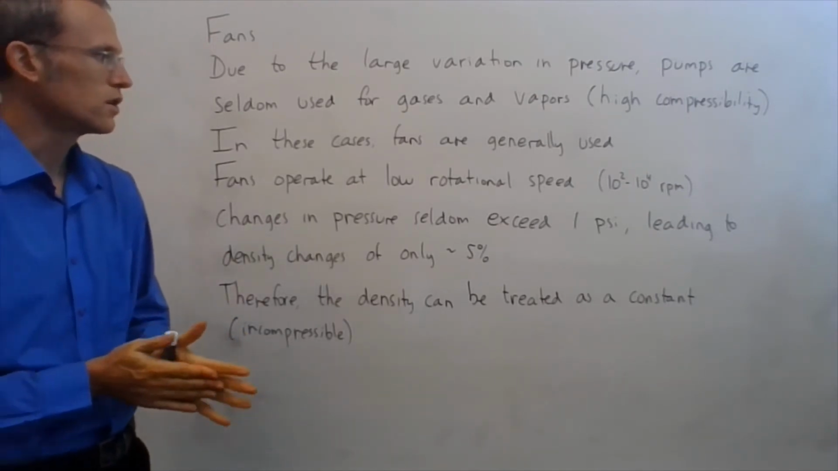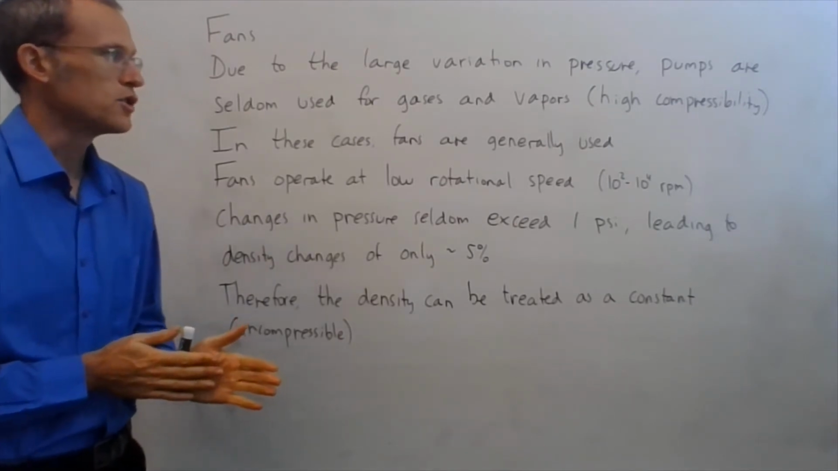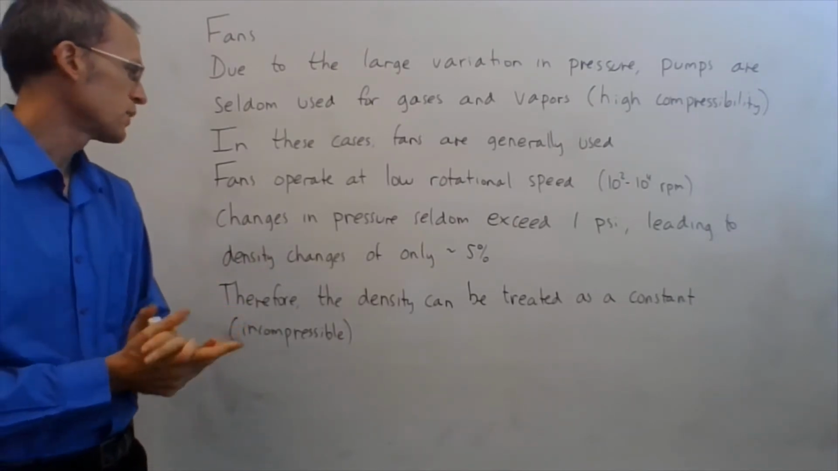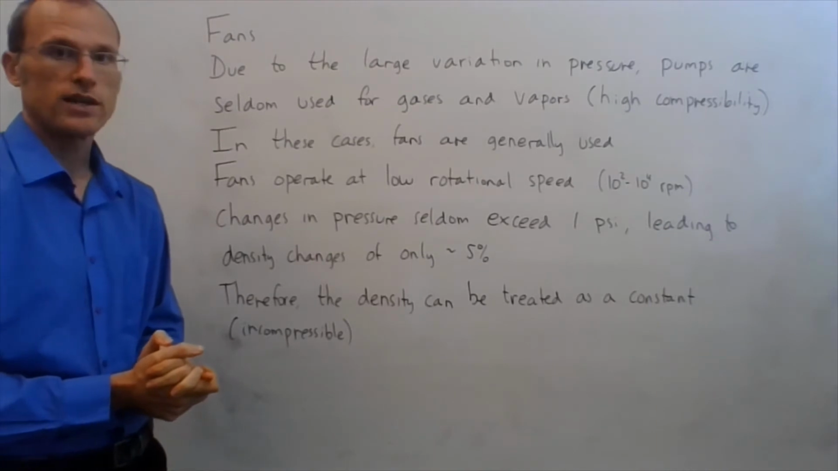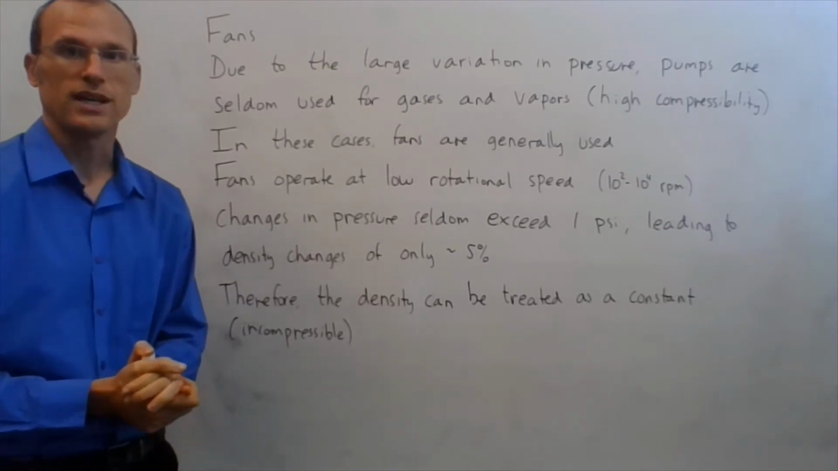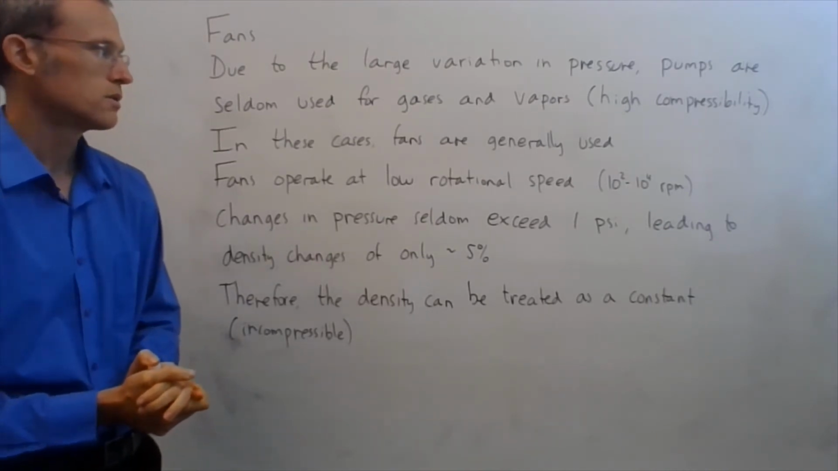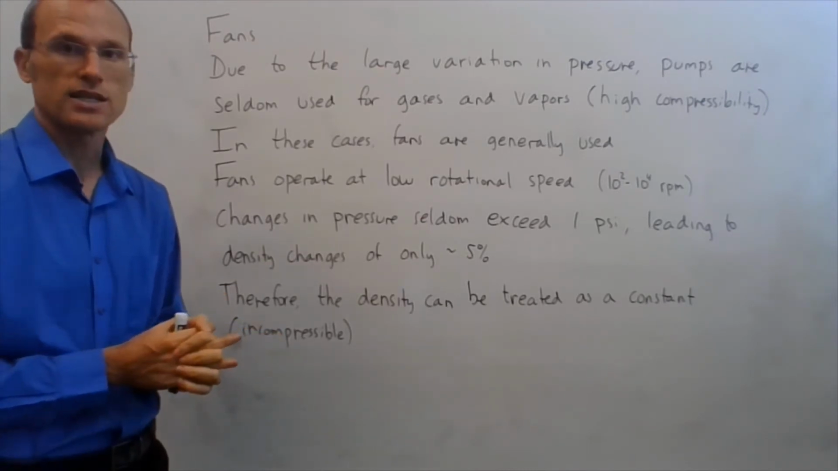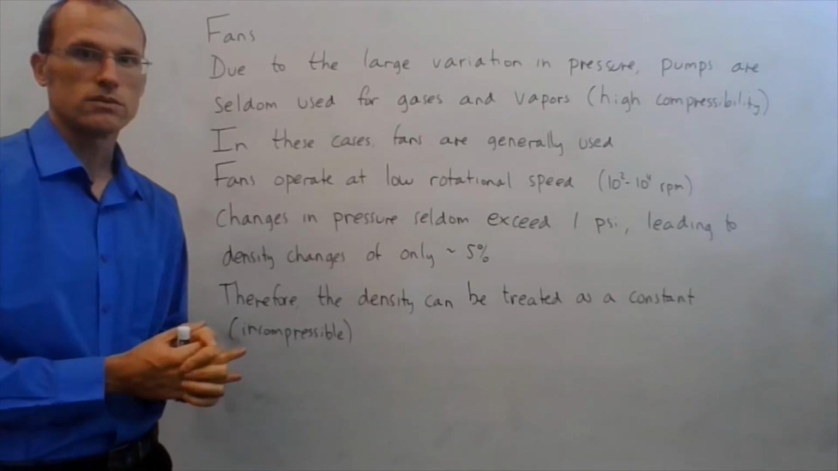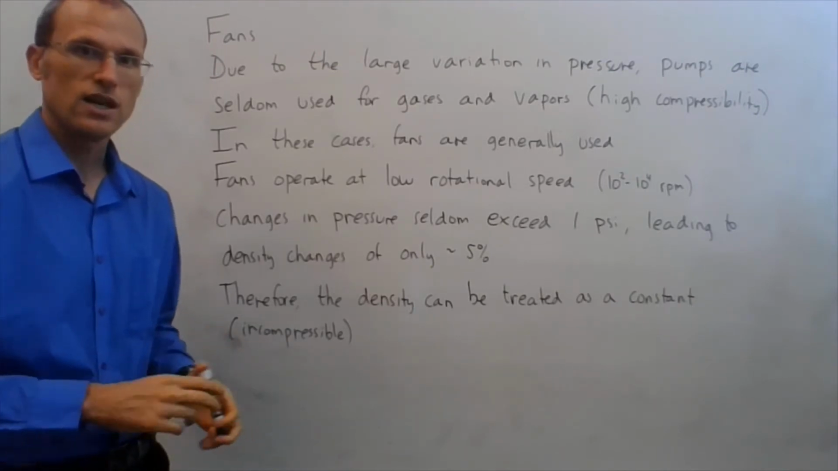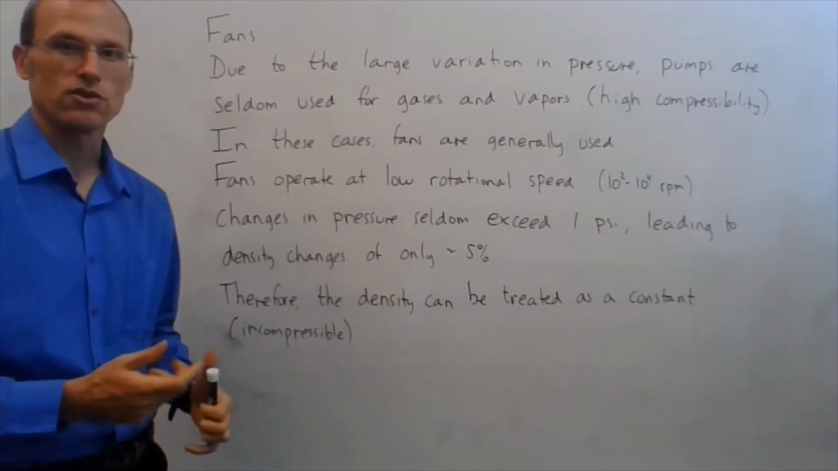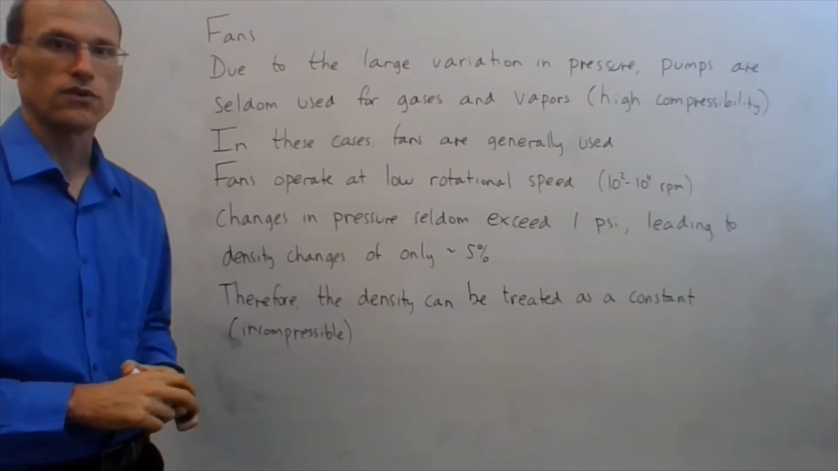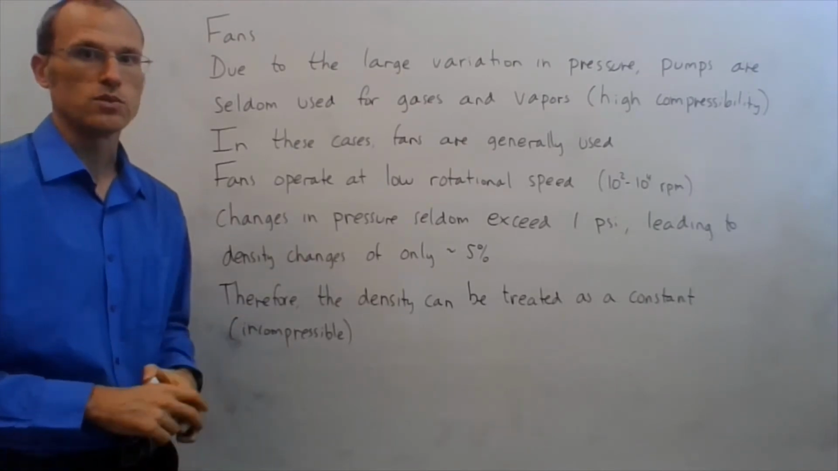Fans operate at relatively low rotational speeds, 100 to a couple thousand RPM. The changes in pressure across fans are generally less than 1 psi, and at those pressure differences, generally density change is less than roughly 5%, and so density change less than 5% is pretty close to being zero, so you can pretty much still treat the fluid as being incompressible, which is what we want.